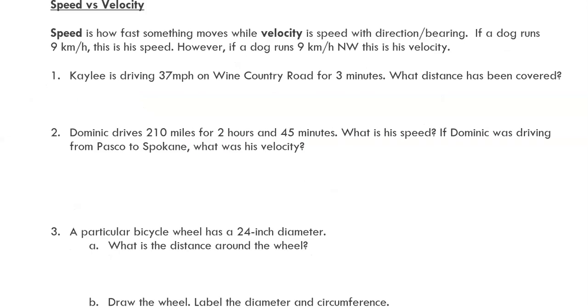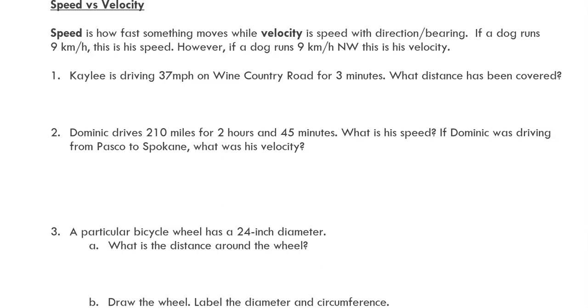All right, now we're going to take a look at the words speed and velocity. Feel free to try and do these problems on your own for a little bit and then come back to this video if you need to. So speed is how fast something moves, while velocity is speed with a direction connected to it. For example, if a dog runs 9 kilometers per hour, that's his speed. It doesn't tell us what direction. But if a dog runs 9 kilometers per hour northwest, then it turns into velocity. And so, a little science lesson there.